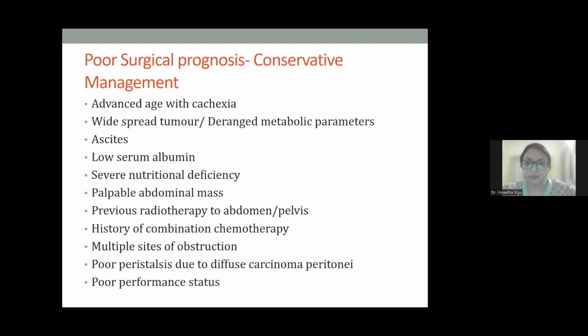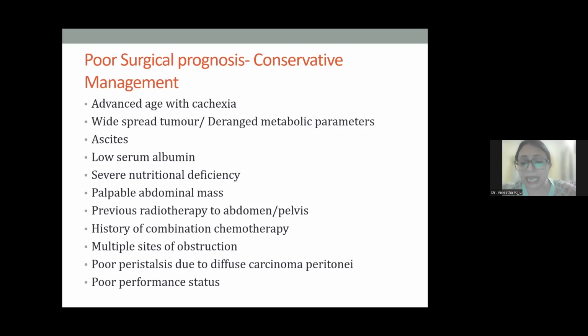Now, when do we say, okay, this patient has intestinal obstruction, take him for surgery, or we say that this patient has intestinal obstruction which carries a poor prognosis, so let us manage him conservatively? These are the few points: advanced stage with cachexia or widespread tumor, deranged metabolic parameters, ascites, low serum albumin, severe nutritional deficiency, palpable abdominal mass, previous radiotherapy, history of multiple chemotherapies, second-line chemotherapies, multiple sites of obstruction, poor peristalsis due to diffuse carcinomatosis peritonei, and poor performance status of the patient.